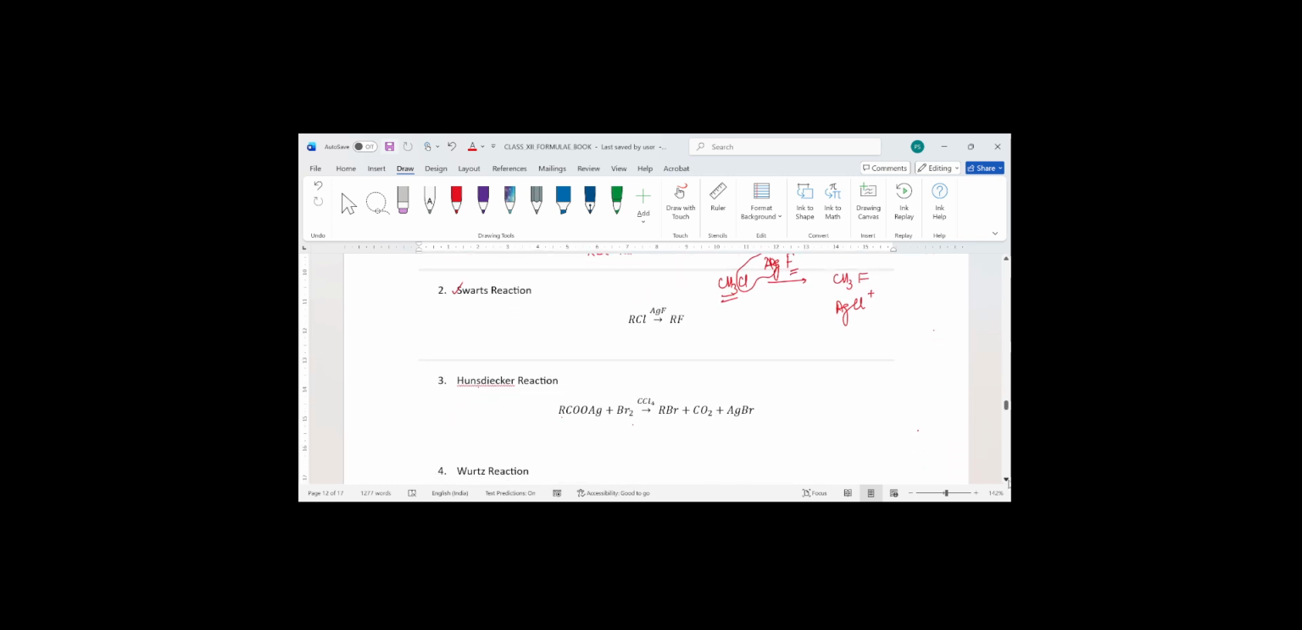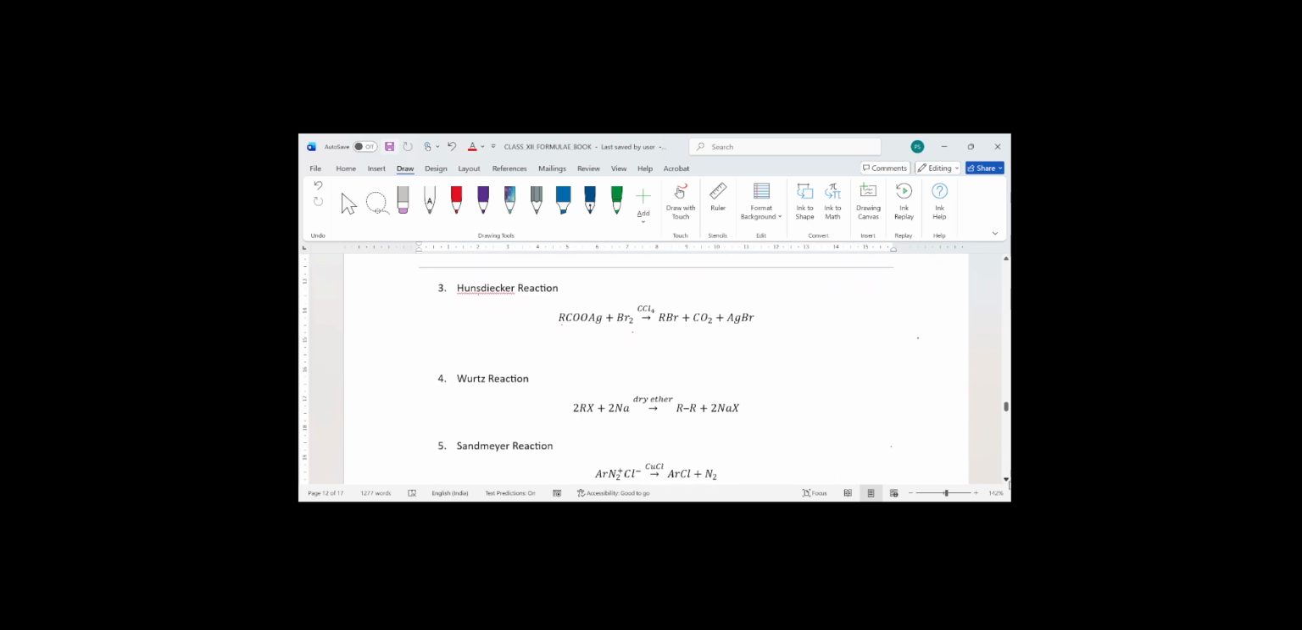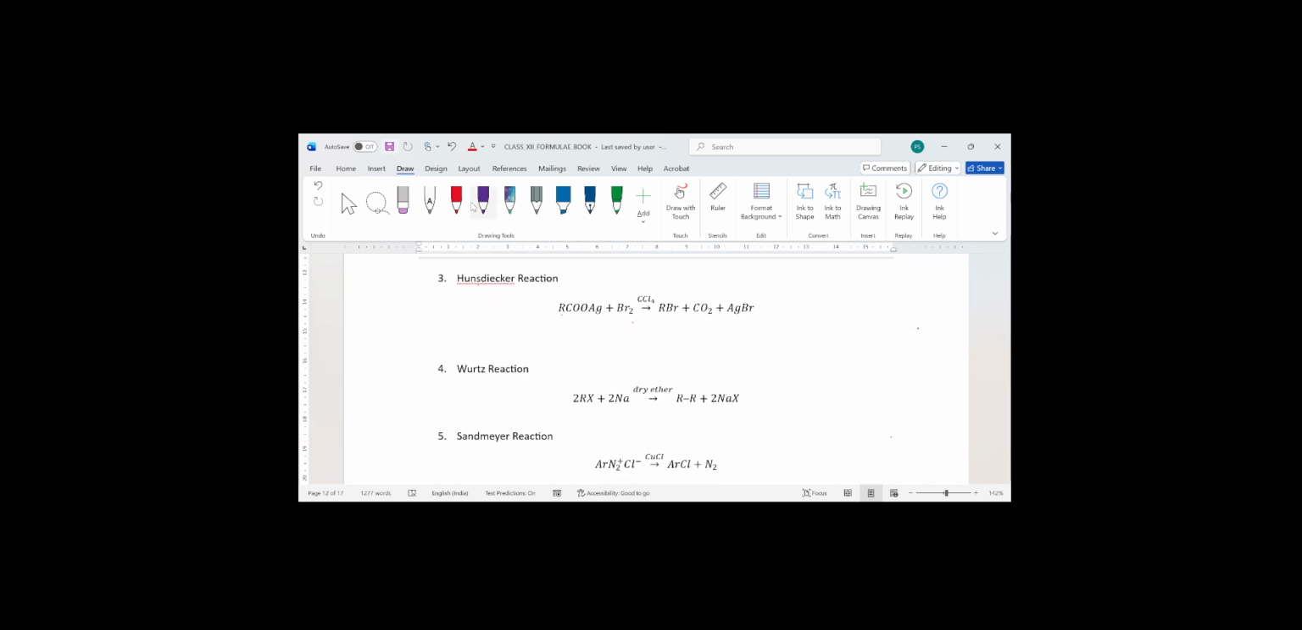Next we talk about Hunsdiecker reaction. In Hunsdiecker reaction, this is actually used for step down reaction. Step down means decrease in carbon. So if you take any silver salt, right? So if you take say CH3COOAg, right? So this is what? Silver ethanoate, right? Or silver acetate.